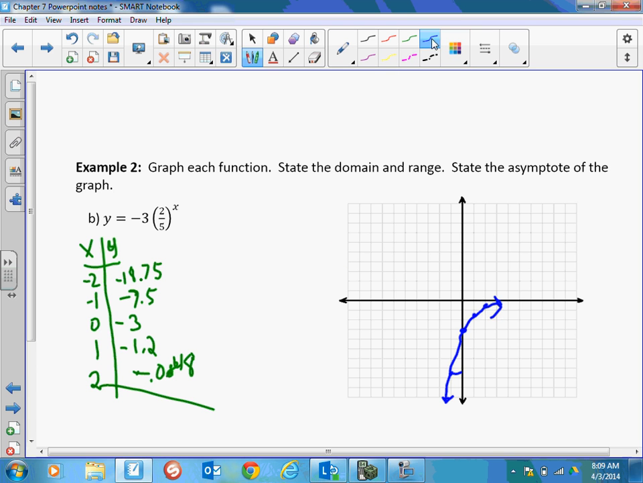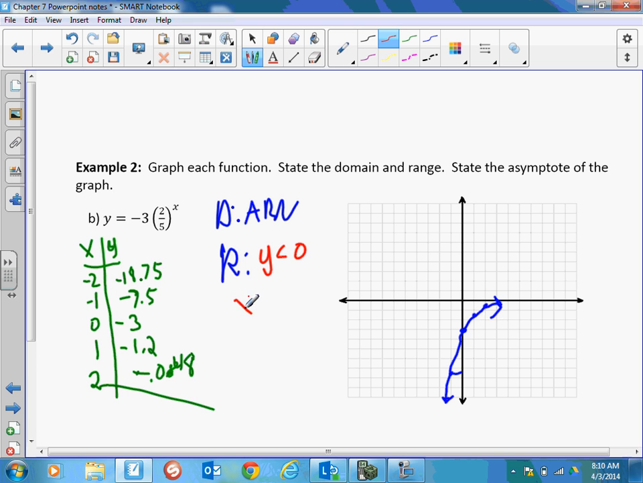So domain doesn't change. Still all real numbers, but the range does change because of that negative, and it reflects across the x-axis. Now all my y's, you notice, are negative. Okay, but it gets infinitely close to 0, but it still doesn't cross. So now my range is going to be y is less than 0, because all my numbers are less than 0. All my numbers are going to be negative. That number, the negative, is going to keep getting smaller. It's going to keep getting closer to 0, but it's never going to quite cross it.